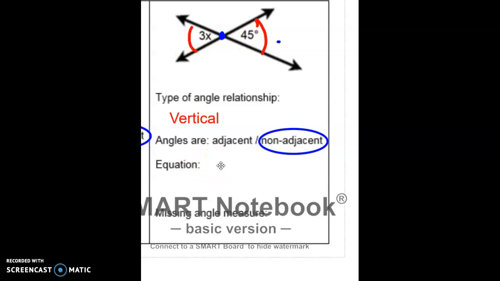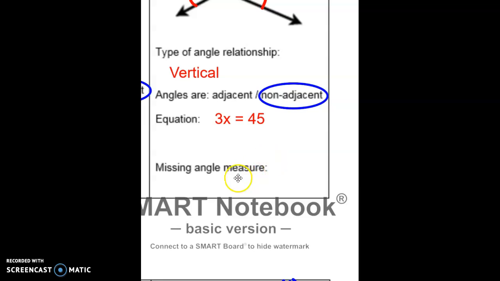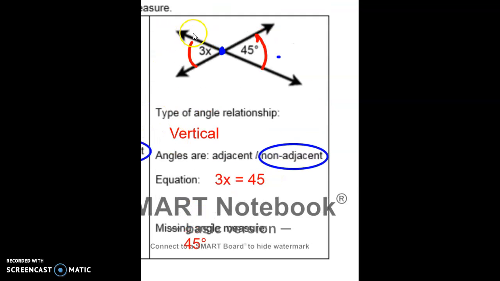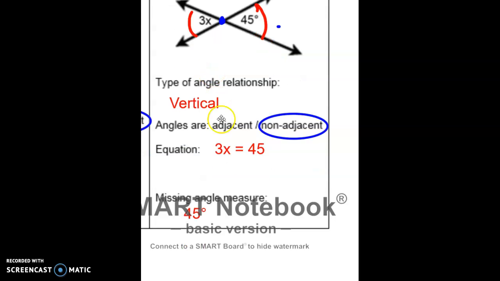To solve, we know that 3x equals 45. So if we're looking for the missing angle measure, the missing angle measure is 45. Our work is done there. There's two different ways they could ask this type of question. What's the missing measure? Or they could also ask you to solve for x.